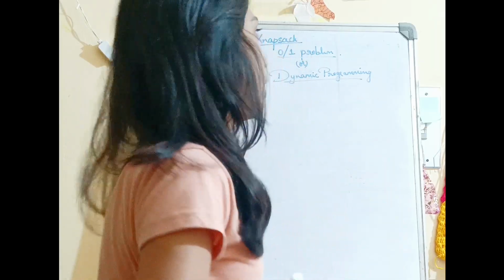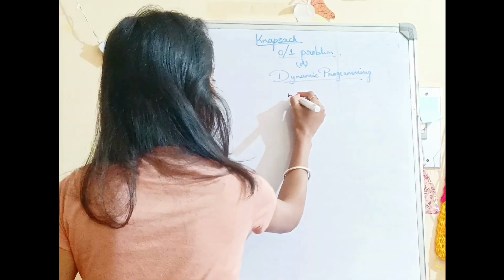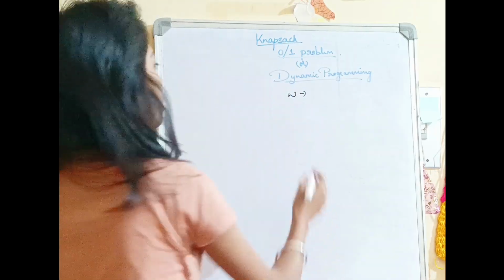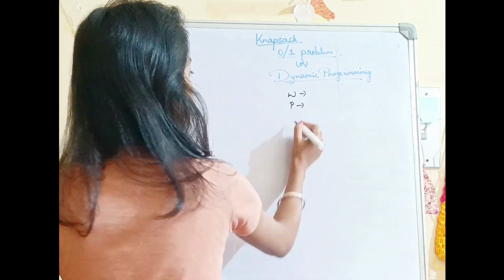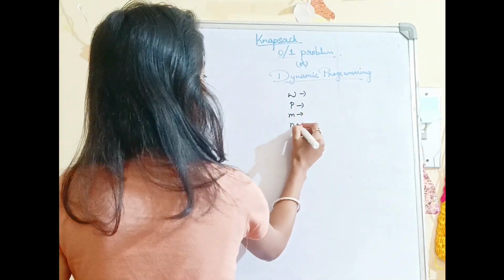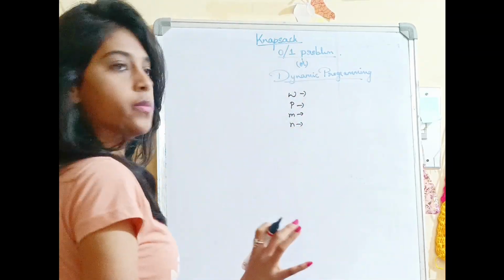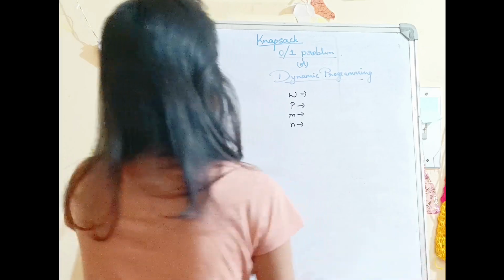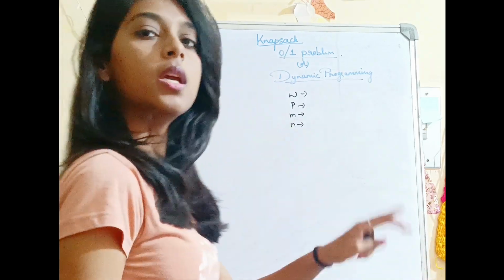Before getting into the problem, you first have to know a few variables that we use in this problem. Like in the previous video, we know what W is. We know what P is, that is profit. We know what M is, the capacity of the knapsack. We know what N is, the number of items. These are the basic variables that we are going to use here too.